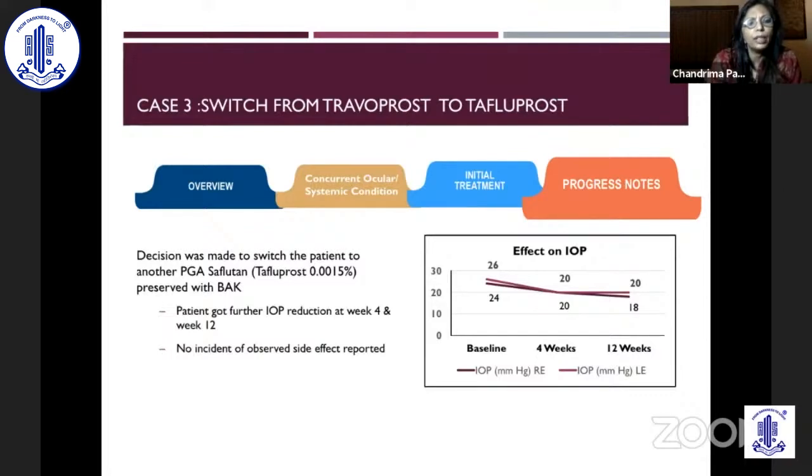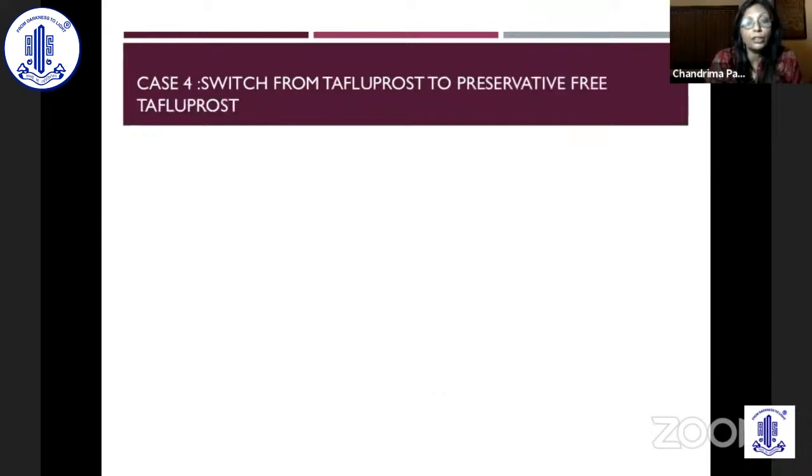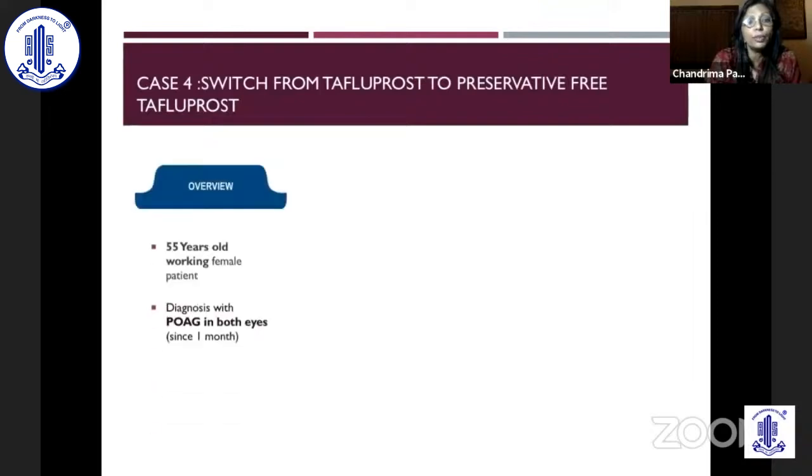So the patient got further IOP reduction at week 4 and week 12. If you look at that, it came down to 20 and 18. And there was no incidence of observed side effects. And mind you, we had stopped the Systane Ultra. This is case 4, switch from tafluprost to preservative-free tafluprost.